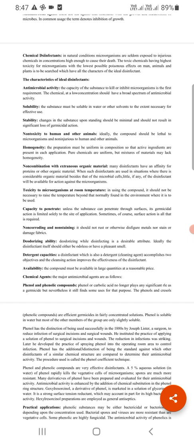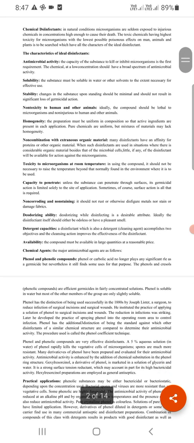Toxicity to microorganisms at room temperature is a good characteristic of an ideal disinfectant. The toxicity towards microorganisms is a must, but it should be applicable at room temperature. While using the compound or chemical, it should not be necessary to raise or lower the temperature at the time of application.